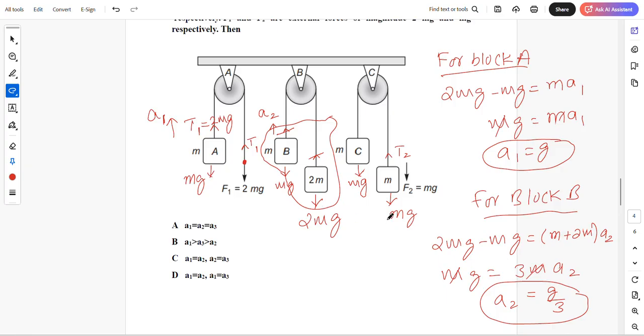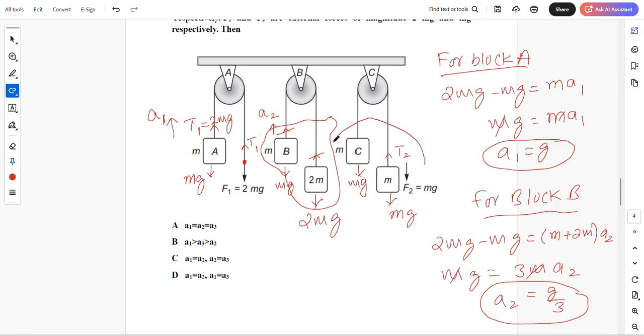Okay, now this is mg. Okay, this is mg, but there is a force also. Force is given here. So mg plus mg will be how much? That is equal to 2 mg, right? Okay, this total is 2 mg.